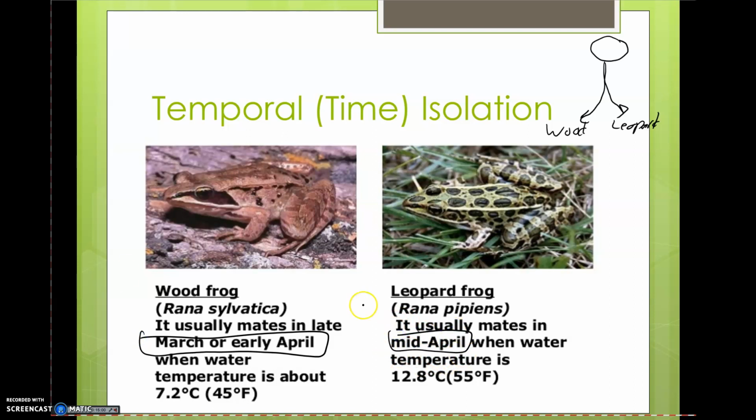Well, when these guys start wanting to reproduce in March, the leopard frogs aren't interested. And when the leopard frogs get ready to mate in mid-April, these guys are done. So it's a difference in time. They're not mating at the same time, and that's what made the split. It was a temporal isolation.